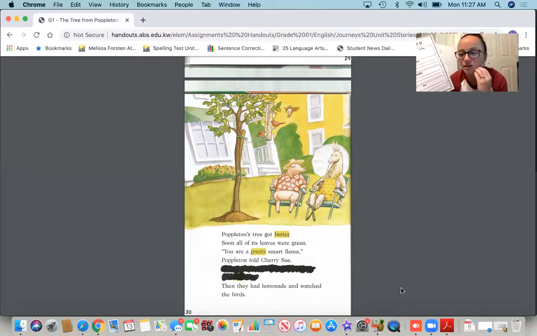It's kind of like a grilled cheese sandwich. You need the 2 pieces of bread, and then the cheese, it's not a grilled cheese without the middle. So what happened at the beginning? What happened at the very end? What did the tree need? And then what was Poppleton doing in the middle to find that out? Okay. All right, so enjoy.